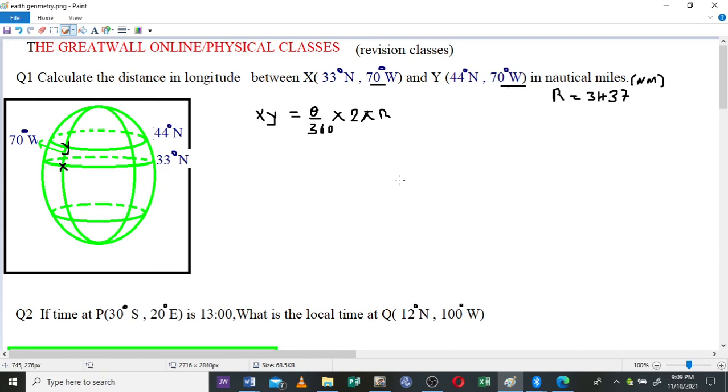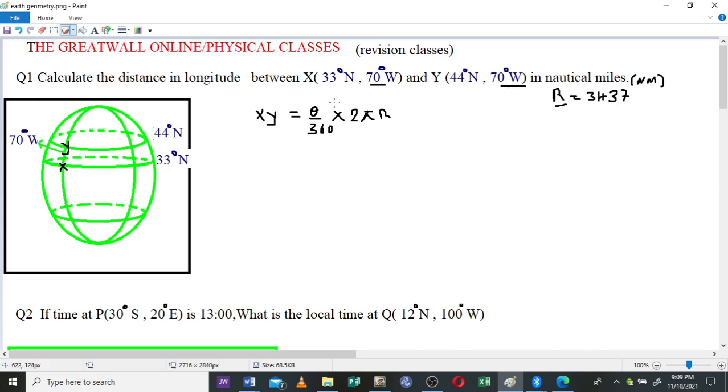So the question says calculate the distance in longitude between point X, which is 33 degrees north and 70 degrees west, that is the longitude. Latitude is 33, and point Y, which is lying on the latitude 44 degrees north and 70 degrees west. One thing you can note from here is that we want to calculate this in nautical miles, and so once you hear nautical miles, that means the radius R you are going to use is 3437. If it was in kilometers, you use 6370, right?